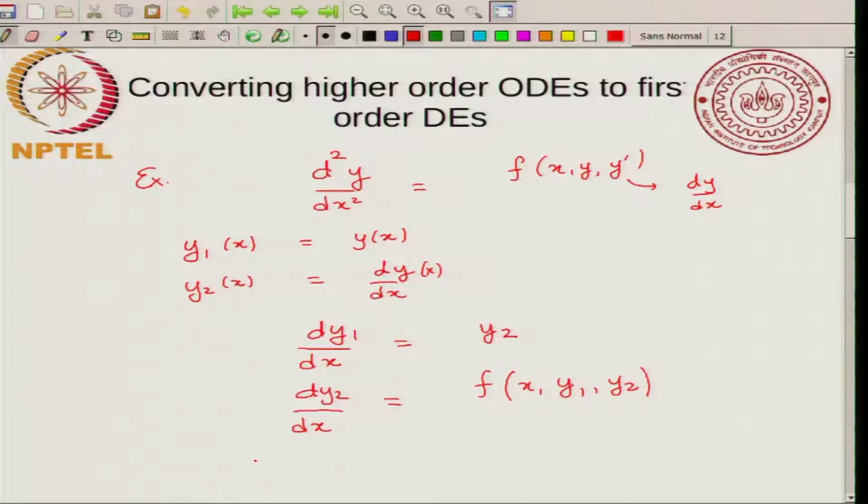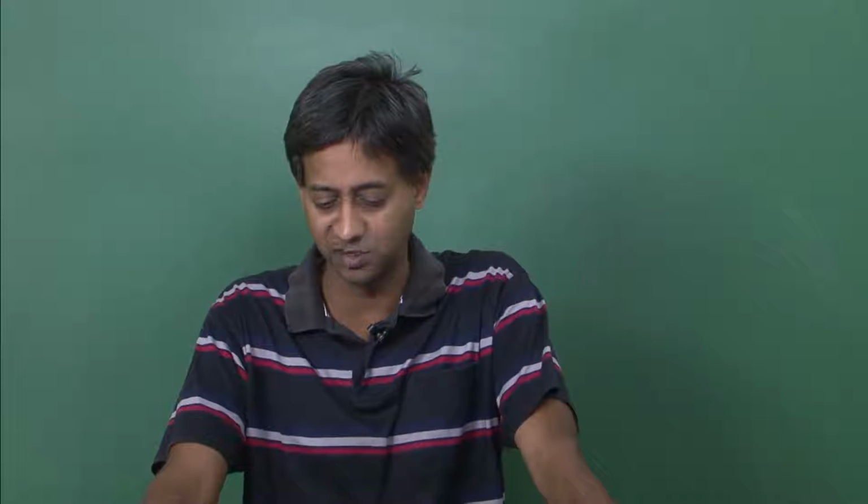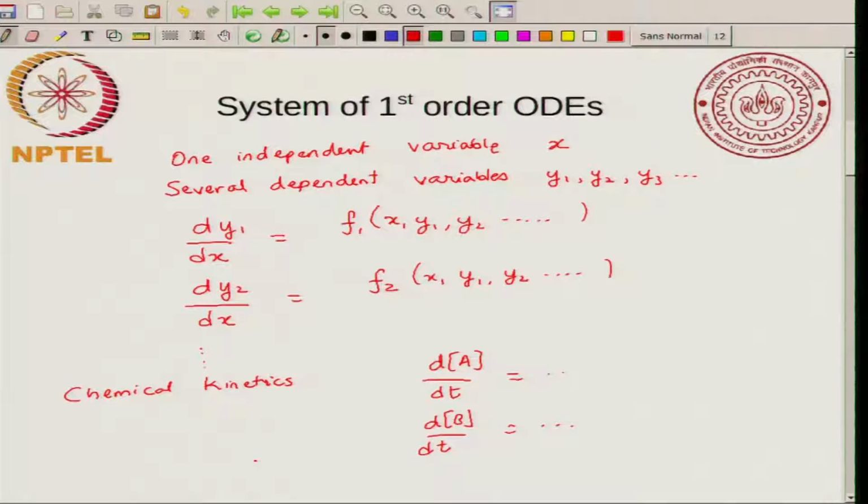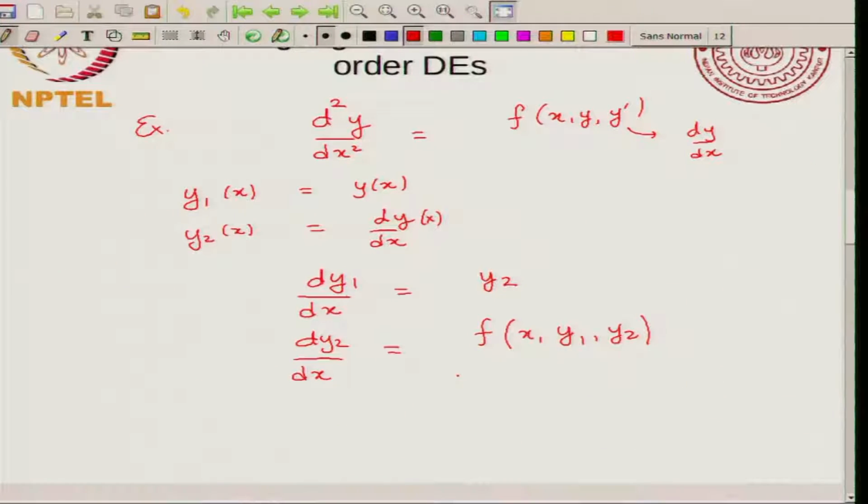You can imagine that x is the independent variable, and y1 and y2 are two dependent variables, and this has exactly the form that we had earlier. So, dy1 by dx is some function of all these variables, dy2 by dx is some function of all these variables. In this case dy1 by dx depends only on y2, it does not depend on y1 or x, but that is also fine. And then similarly dy2 by dx is some function of x, y1 and y2.